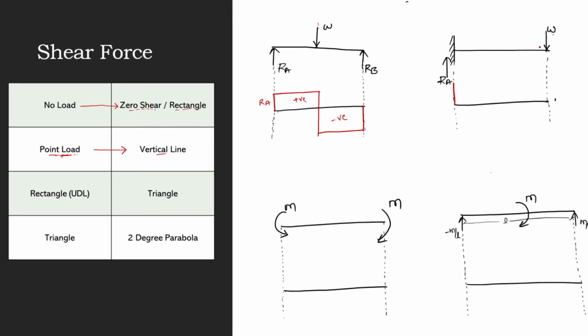From this point to this point there is no load. That means the no load condition, zero shear or rectangle. So you will make this into a rectangle at this part, and then there is a point load W acting downwards, so there should be a vertical line going downwards. Again a good check, it is coming back to the axis. So this is your shear force diagram for this.